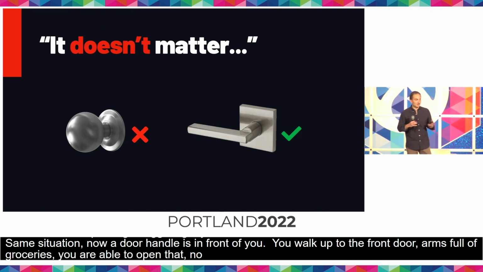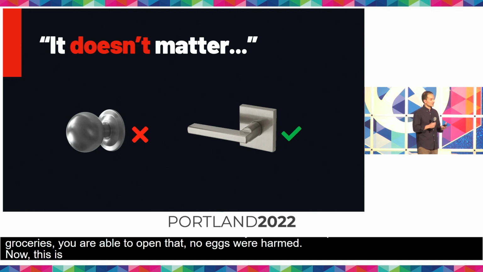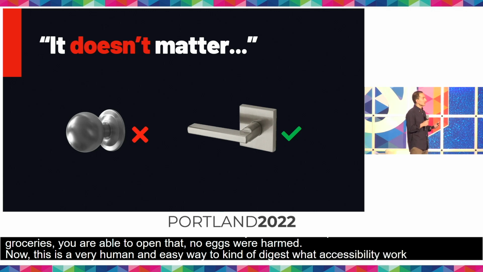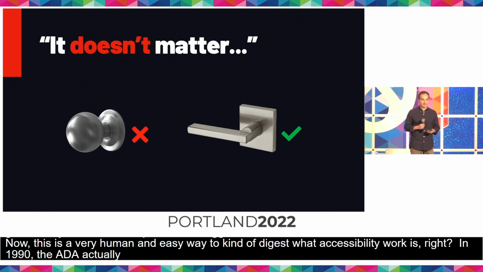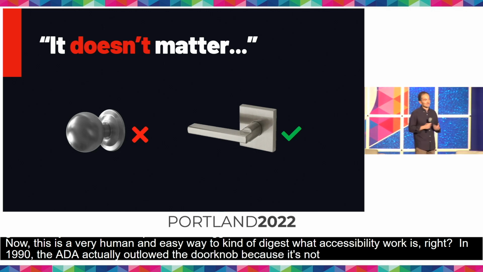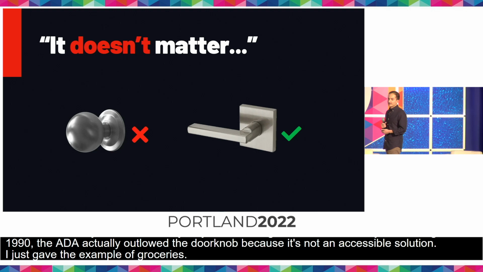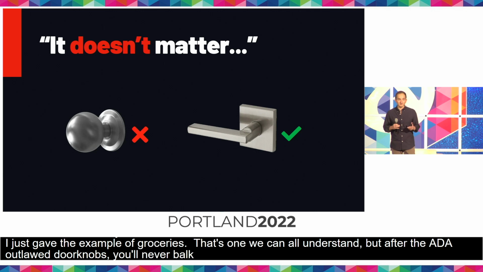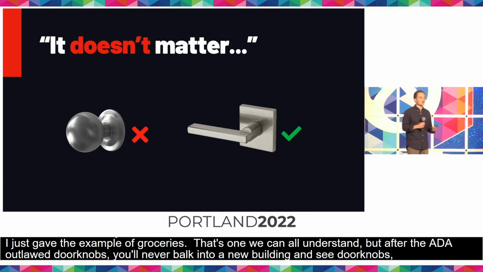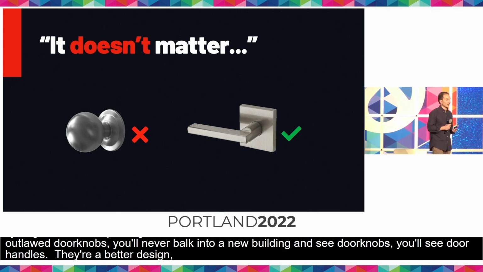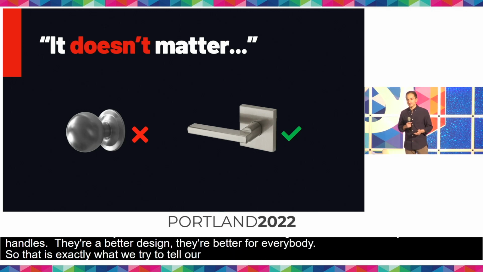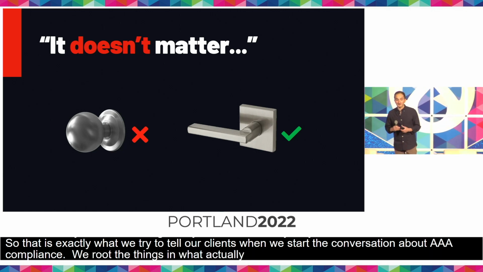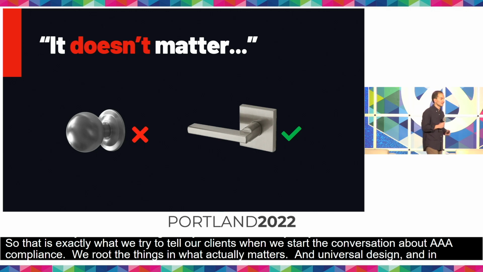Now, this is a very human and easy way to kind of digest what accessibility work is, right? In 1990, the ADA actually outlawed the doorknob because it is not an accessible solution. Again, I just gave the example of groceries because that's one we can all understand. But after the ADA outlawed doorknobs, you'll never walk into a new build and see doorknobs. You'll see door handles because they are objectively just the better design. They're better for everybody. So that is exactly what we try and tell our clients when we start the conversation about AAA compliance. We root things in what actually matters, in universal design, and in focusing on situations that matter, not just a compliance thing that I saw on Google.